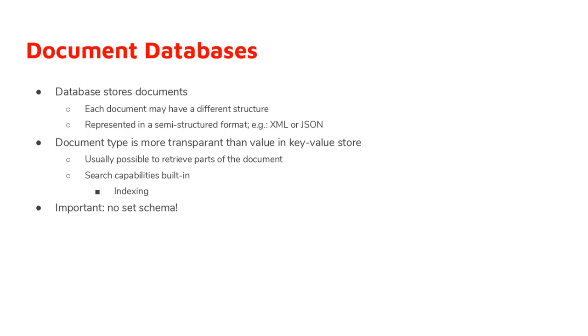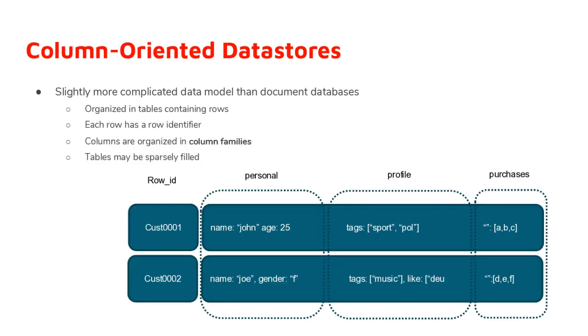But you have the flexibility at least to add new tags in XML or in JSON, add new properties how you want actually. So, and then the third type of database is a column-oriented data store. So here that's slightly more complicated than a document database.